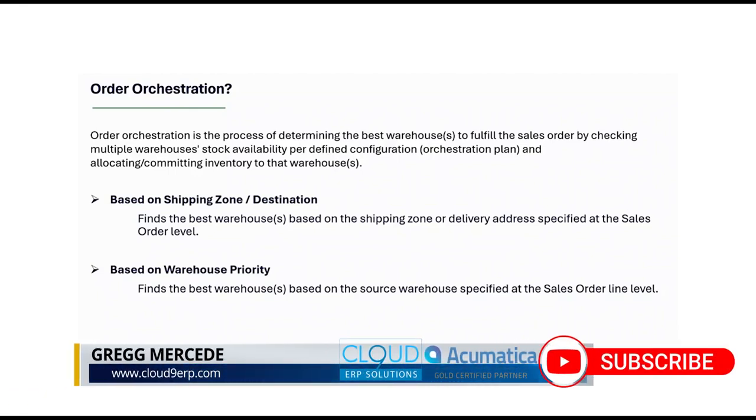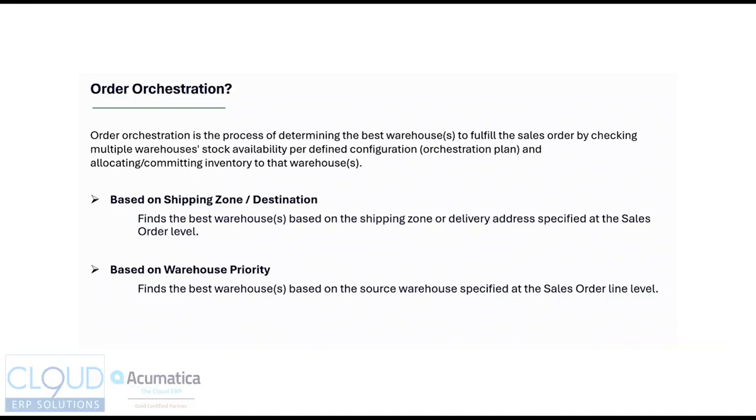By checking against all these warehouses and automatically selecting and committing those lines to those warehouses, it can do it in two different ways. First, based on the shipping zone destination. So it determines the best warehouse based on the shipping zone or delivery address at the sales order level. Or you can set up warehouse priorities where you'll automatically decrement stock from warehouses in a specific order.